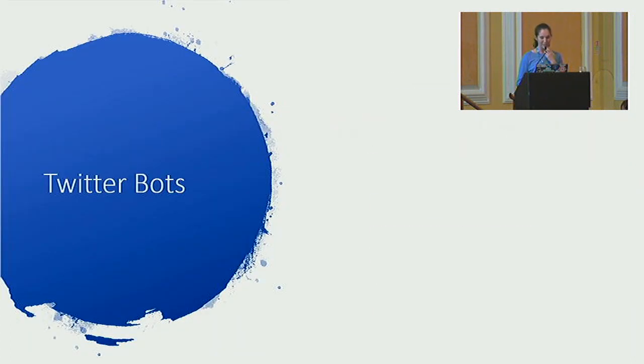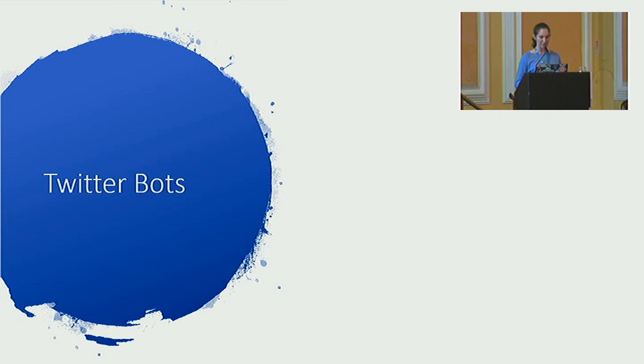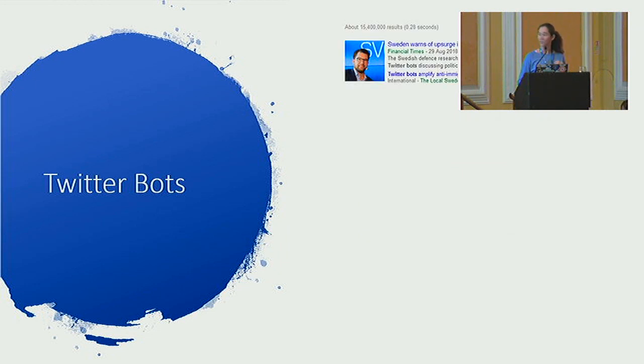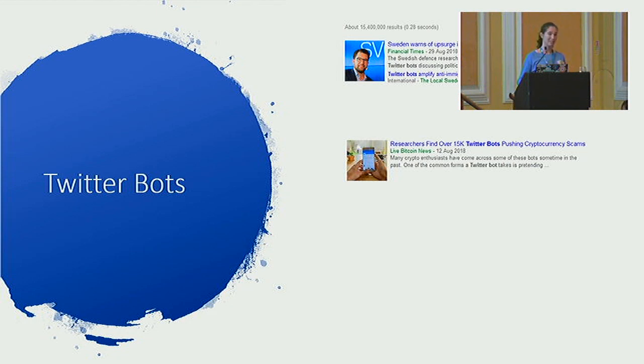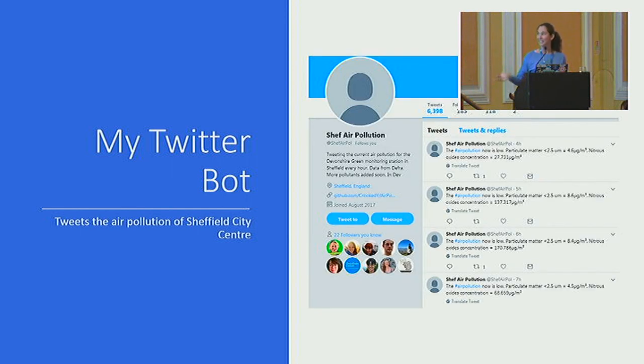There's the bad side of this as well, obviously. There's the Russian troll bots, which retweet things about anti-vaccines or anti-immigrant sentiment, or there's also quite a lot pushing cryptocurrency scams. So there's the bad side as well, but I still decided that a good way of getting air pollution data out there would be to build a Twitter bot. So my Twitter bot tweets the air pollution of Sheffield city centre. It is here.